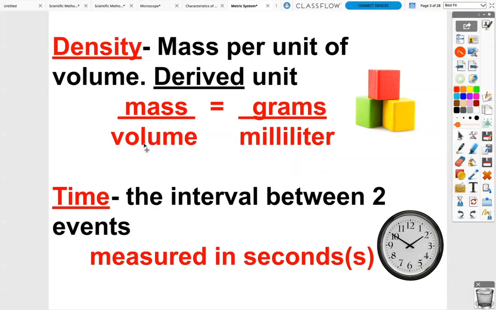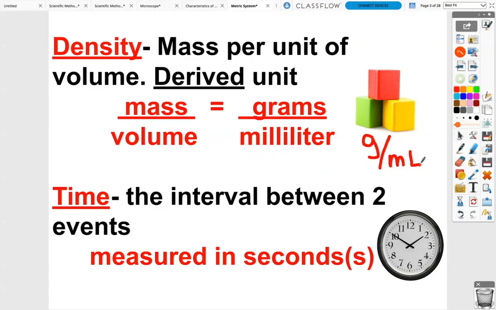typically grams, and then you're going to divide by volume. So that would be a derived unit. So you could write that out. For example, you could say grams per milliliter, and that would be the units that you would use for density.